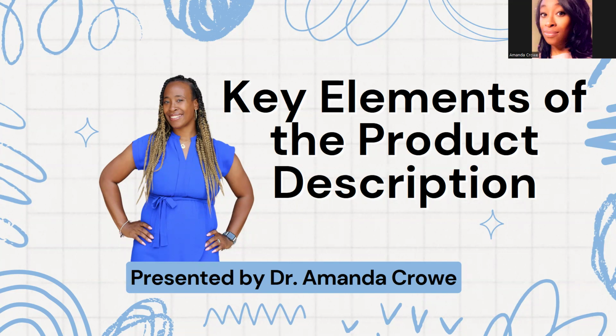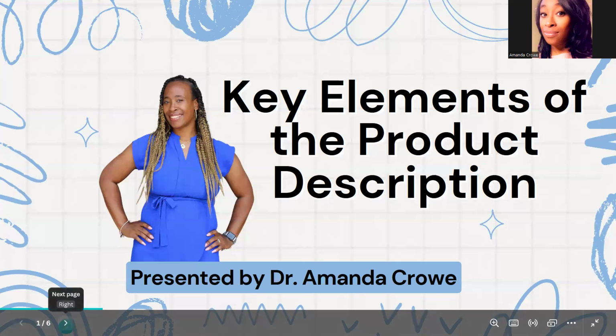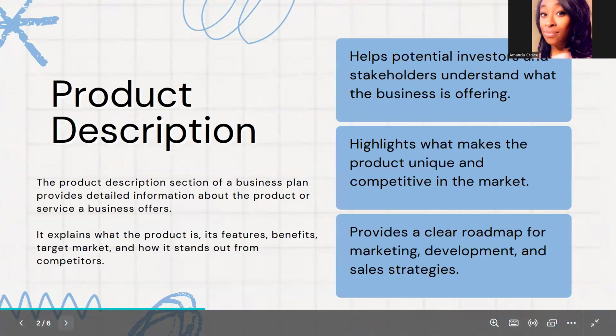In this video, we will discuss the product description section of the business plan. The product description section serves as an introduction and overview of the products and services that your business will offer. It should provide a detailed description of the products and services of the business. This detailed description should include the product's features, benefits, the target market of each of your products, as well as how these products stand out from the products of the competitors.